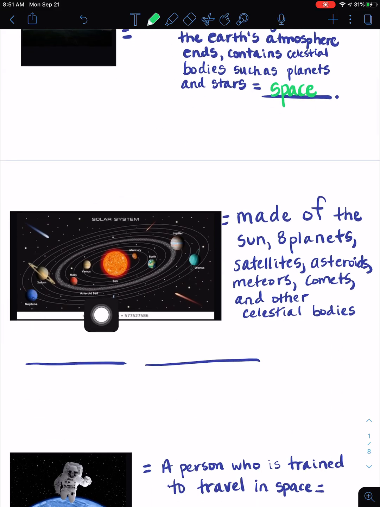And then you see this picture, and you should know automatically, and it gives you the title, but it's made of the sun, the 8 planets, satellites, asteroids, meteors, comets, and other celestial bodies. Celestial bodies are just things that are in space, which includes usually stars and planets, and sun, the biggest star is the sun. So this is our solar system.